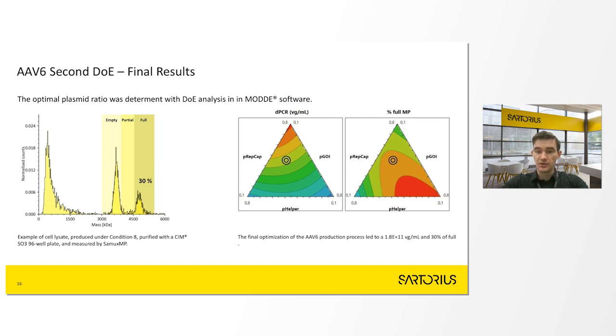With percent full, we see the higher amount of gene of interest we use and the lower amount of helper we use, the higher the percent full. So model software proposed an optimal set point to use, and this optimal set point led us to results of 1.8 to the power of 11 vector genome per milliliter and 30% full of AAV.